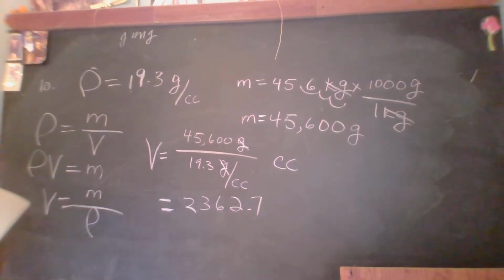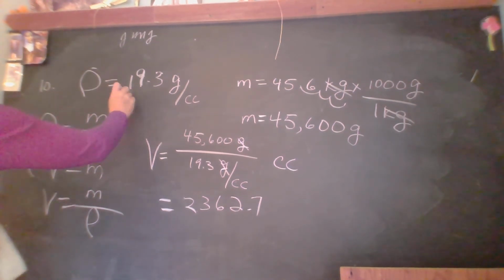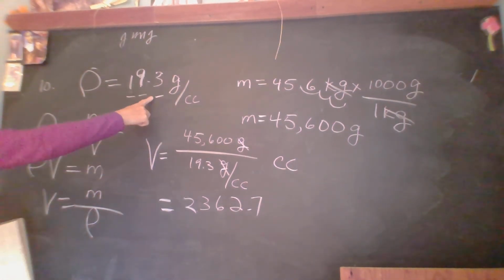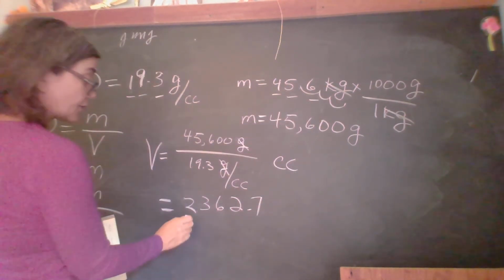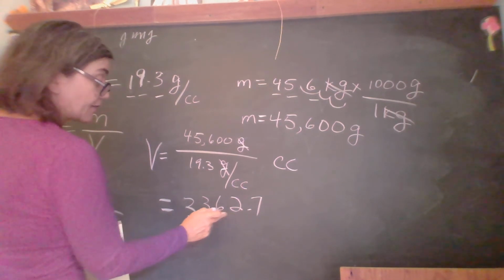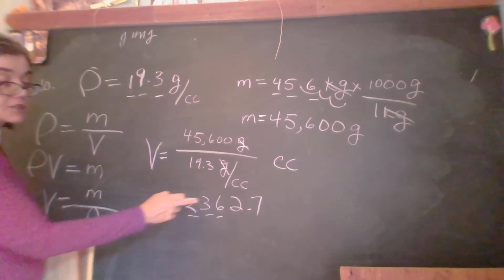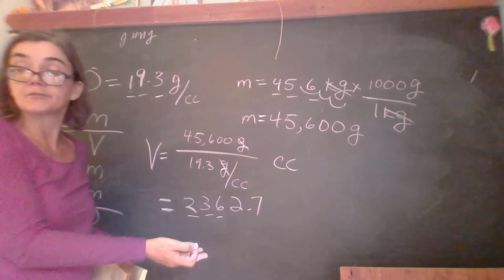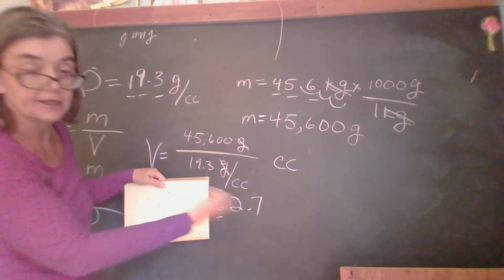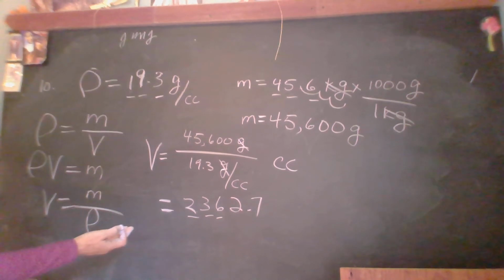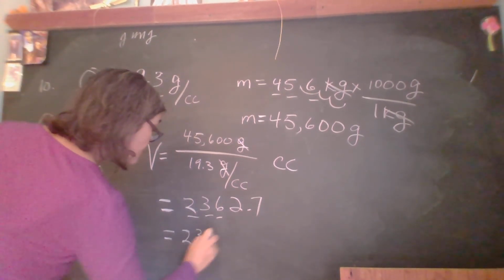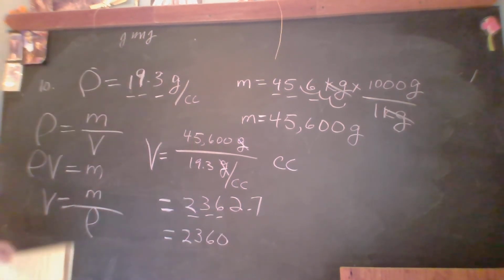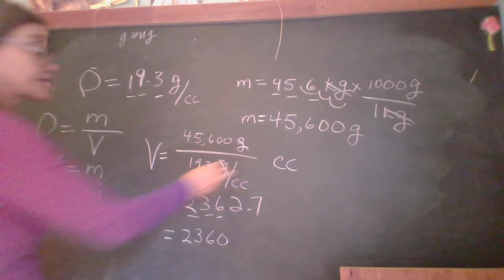How many significant figures are we looking for? I had 3, and this also has 3. So we want to have 3. So we're going to round here. So round 62.7 to what? To 60, right? So we're going to say 2,360. Right? And then what? We're not there yet. And that's cc.